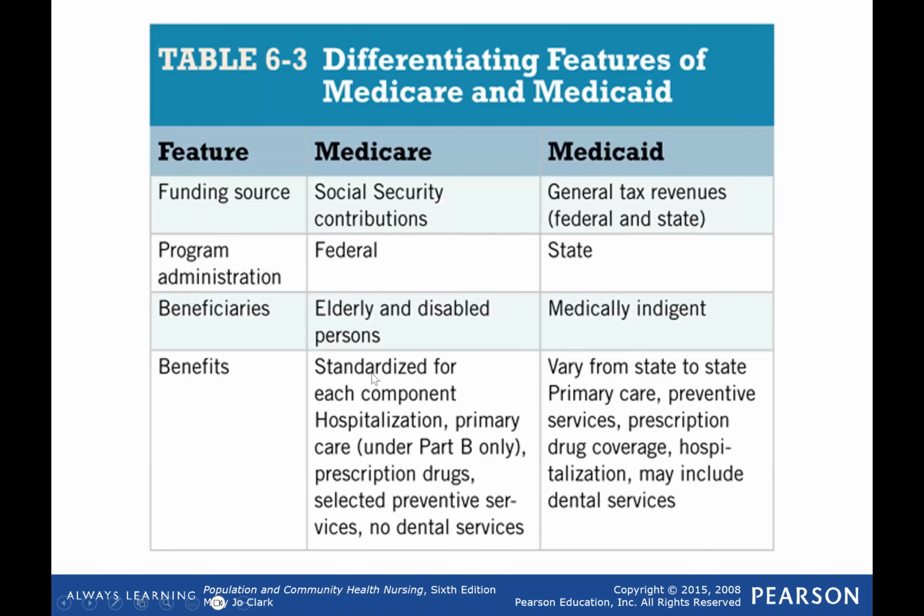So Medicare and Medicaid: it's the funding source. Medicare comes from Social Security contributions. It's federally run. Medicaid comes from tax revenues, and it's state run. For Medicare, it's the disabled and elderly. And for Medicaid, it's your medically indigent. Benefits vary state to state. For Medicare, it's set: hospitalization, primary care, prescription drugs, preventative. It does not provide for dental.